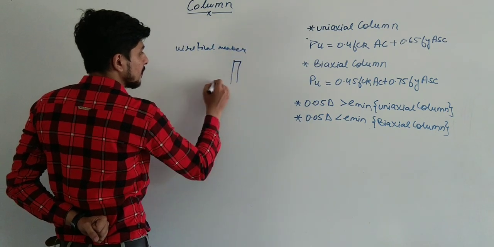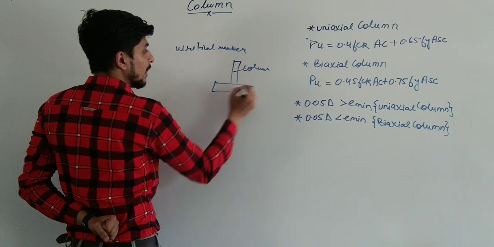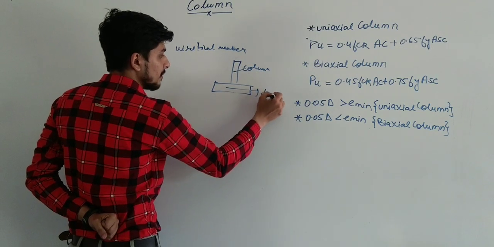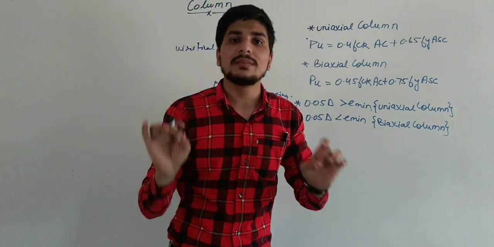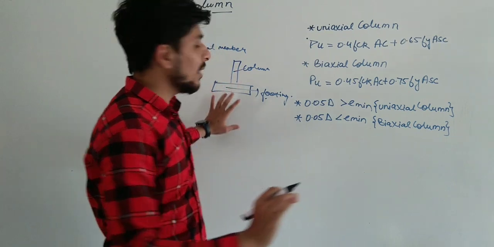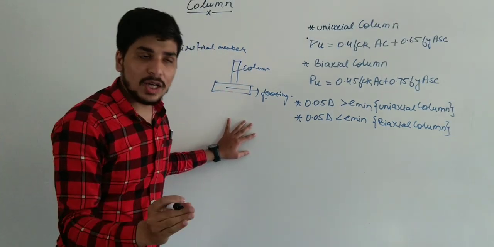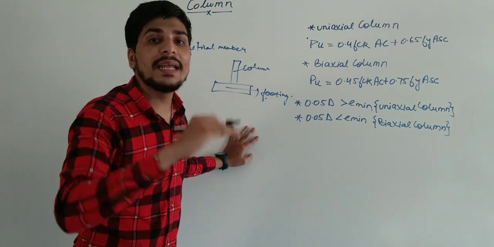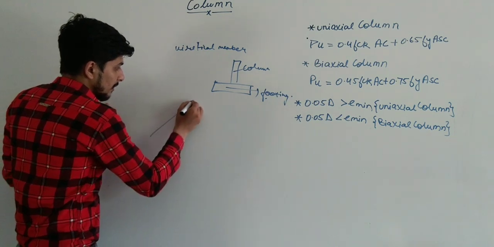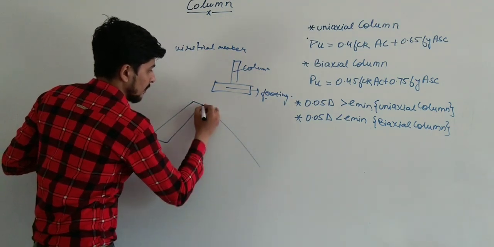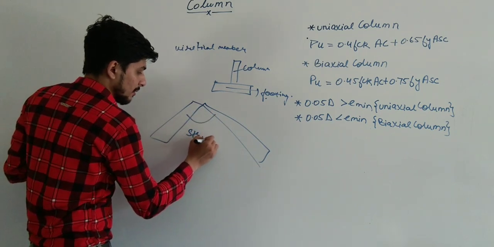Just like that. This is a column and this is a footing. Now the second thing is strut. What is a strut? A strut is basically a short column, or you can say a column which is an inclined member in the structure is called a strut. These are known as struts.